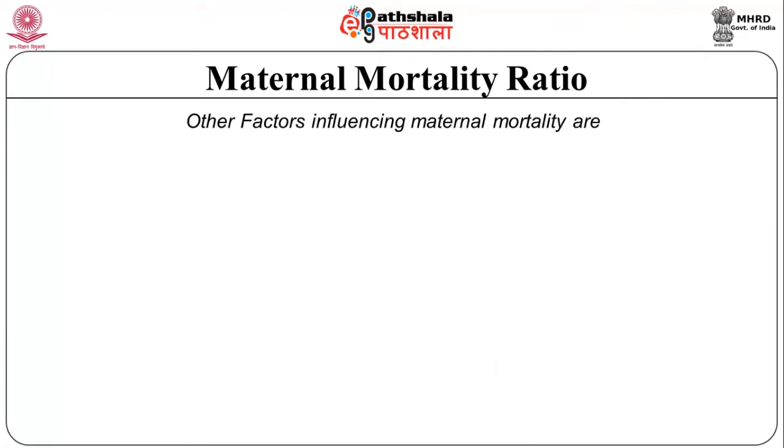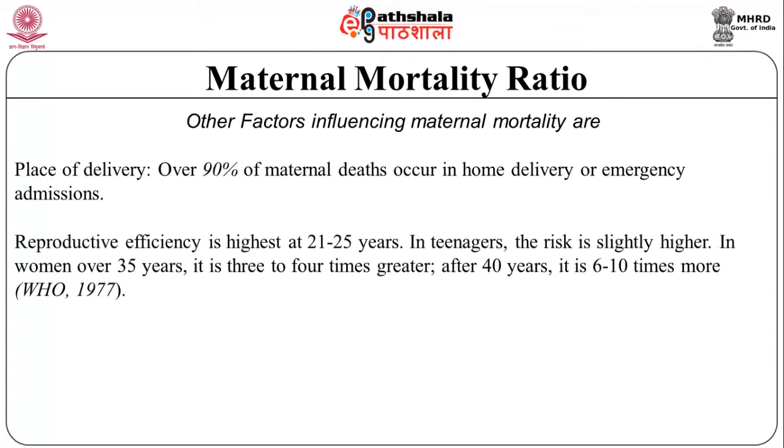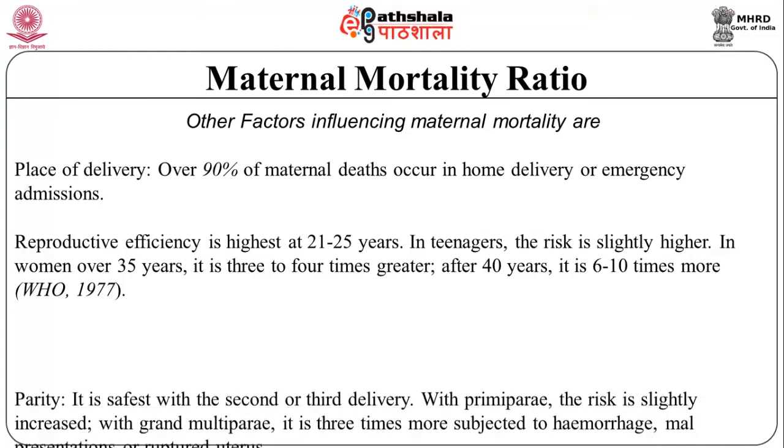There are other factors which influence maternal mortality, and these are: first, place of delivery. Over 90% of maternal deaths occur in home delivery or emergency admissions. Second, age. Reproductive efficiency is highest at 21 to 25 years. In teenagers, the risk is slightly higher. In women over 35 years of age, it is 3 to 4 times greater. After 40 years, it is 6 to 10 times more (WHO 1977).